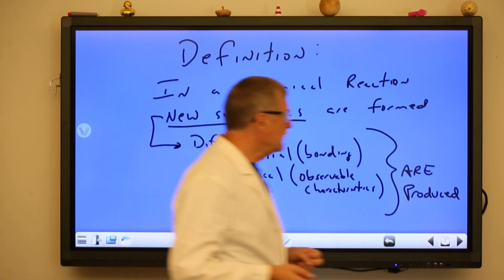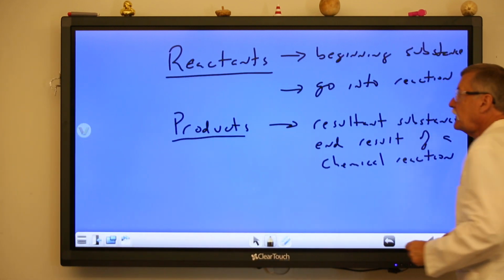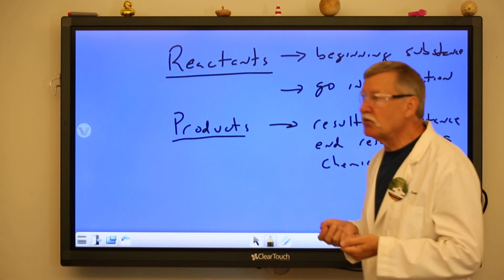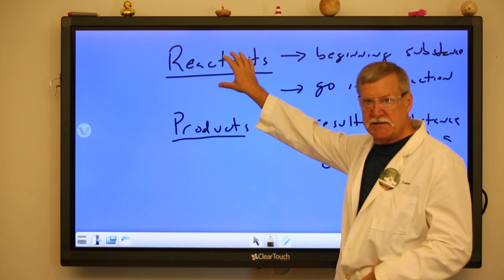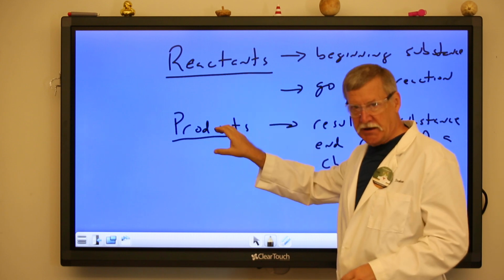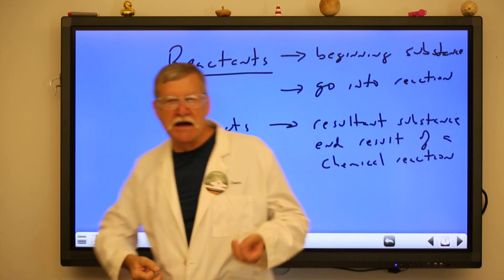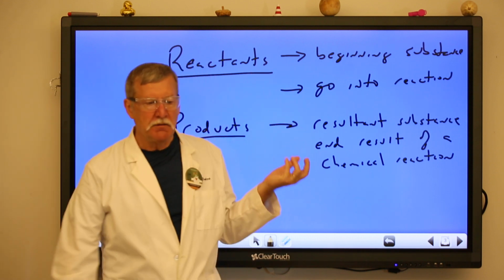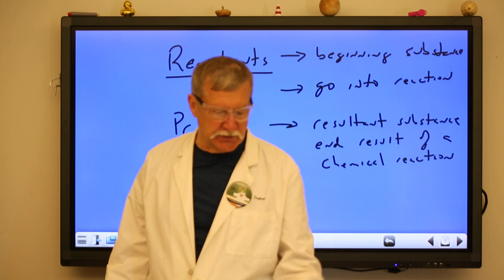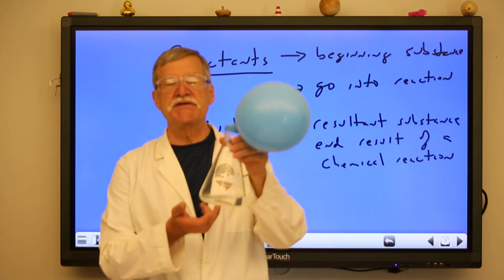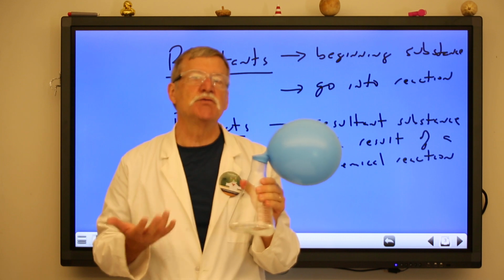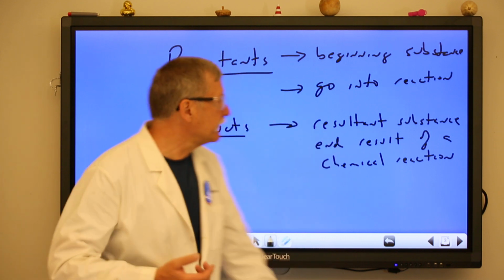All right? New stuff. So, in chemistry, we talk about two things in a chemical reaction. We have reactants and we have products. All right? Now, the reactants are the beginning substances. We had baking soda inside the balloon and we had vinegar outside the balloon. They were the reactants. They were the substances we started with, all right?